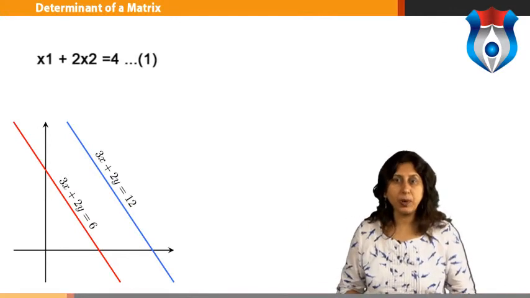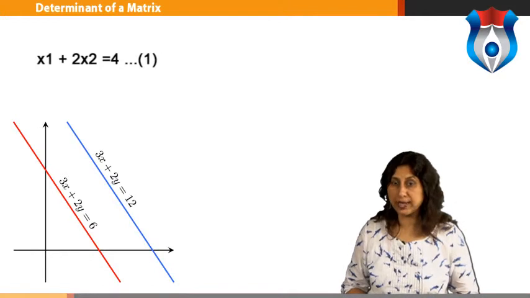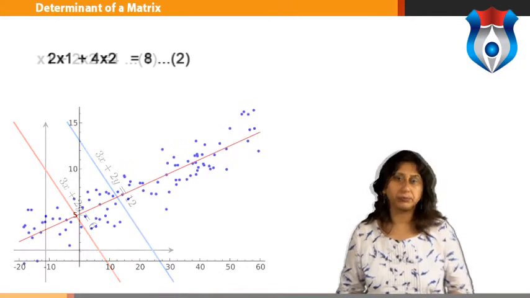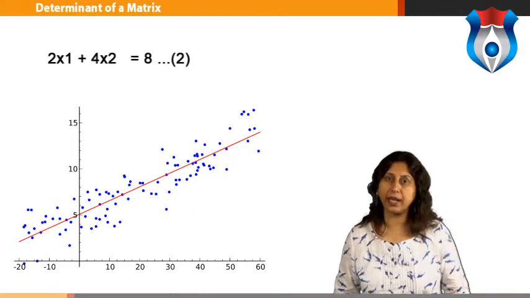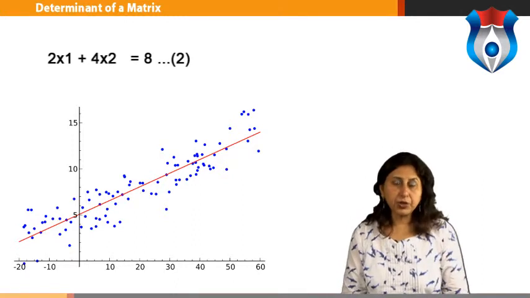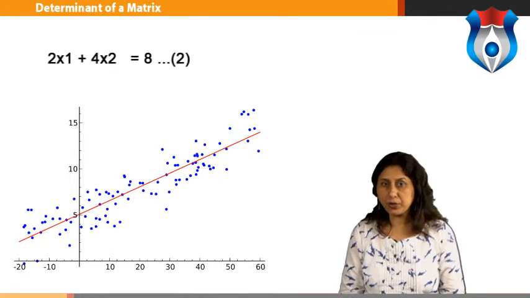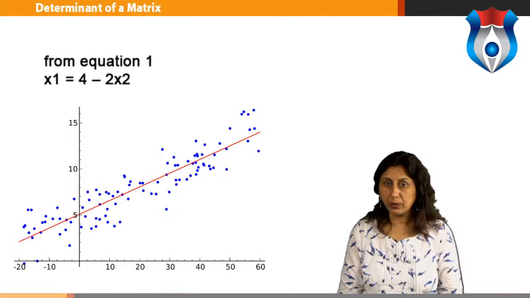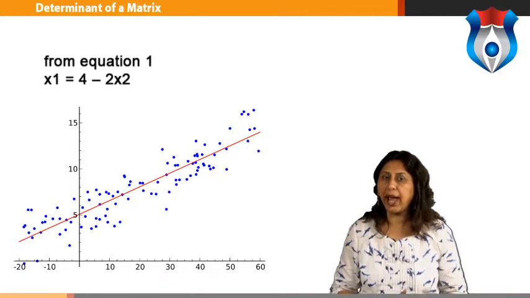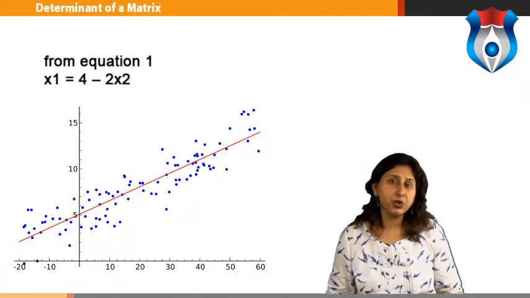Here, x1 plus 2 x2 is equal to 4. Here, 2 x1 plus 4 x2 is equal to 8. Algebraically, what do you get? You have an infinite number of solutions along the line.